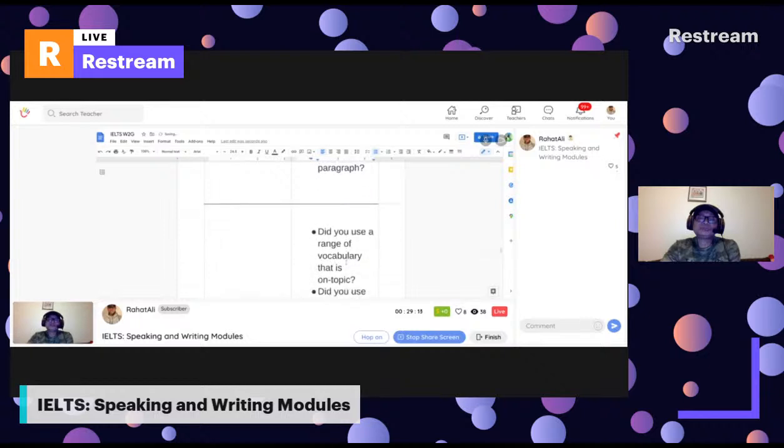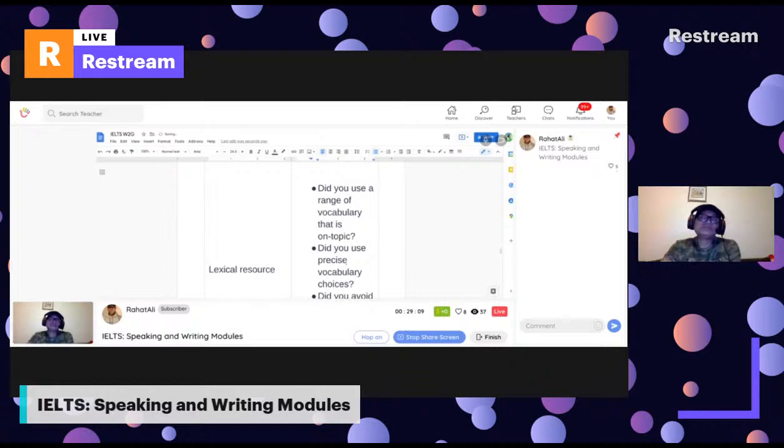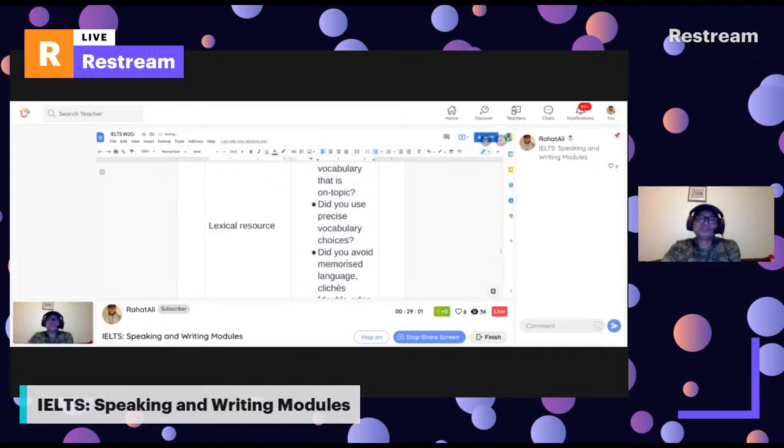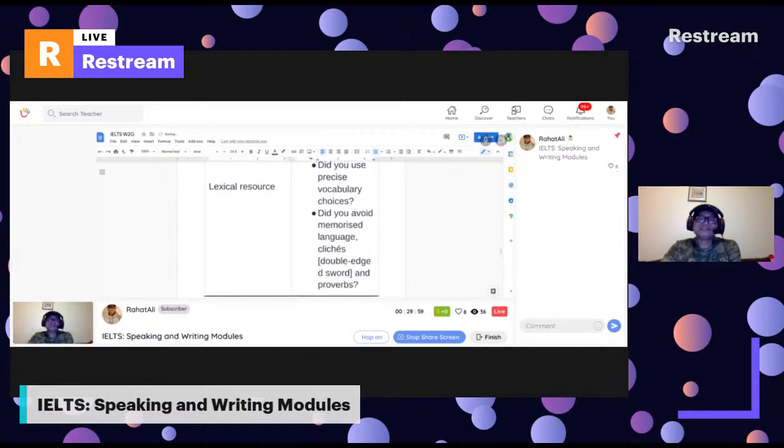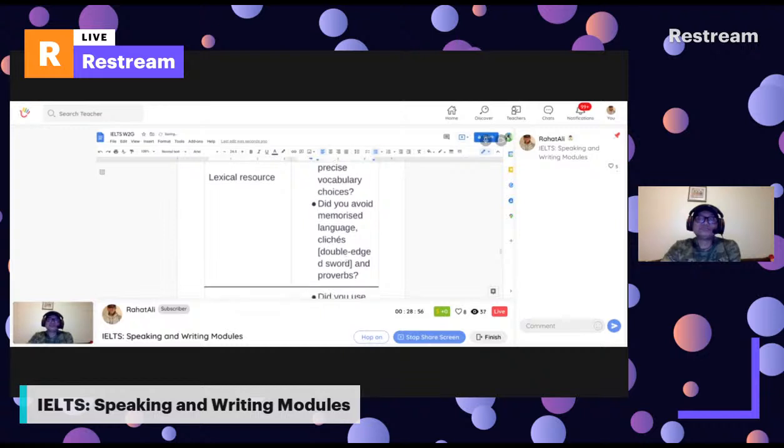Did you use a range of vocab that is on topic? Lexical resource, well, now this part will deal with that. Did you use precise vocab choices? Did you avoid memorized language, clichés, double-edged sword, and proverbs?